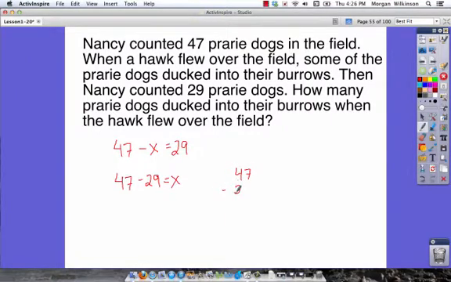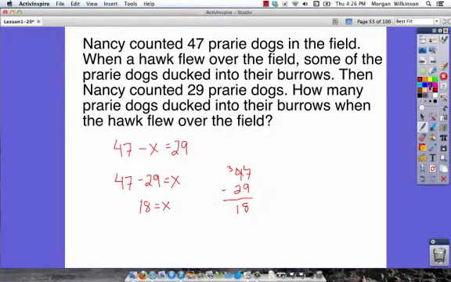47 minus 29, borrow from the 4, we've got a 3. 17 minus 9 gives us 8. 3 minus 2 gives us 1, so we have 18. 18 is equal to x. Okay, and x in this case is prairie dogs. Now we need to check our answer.